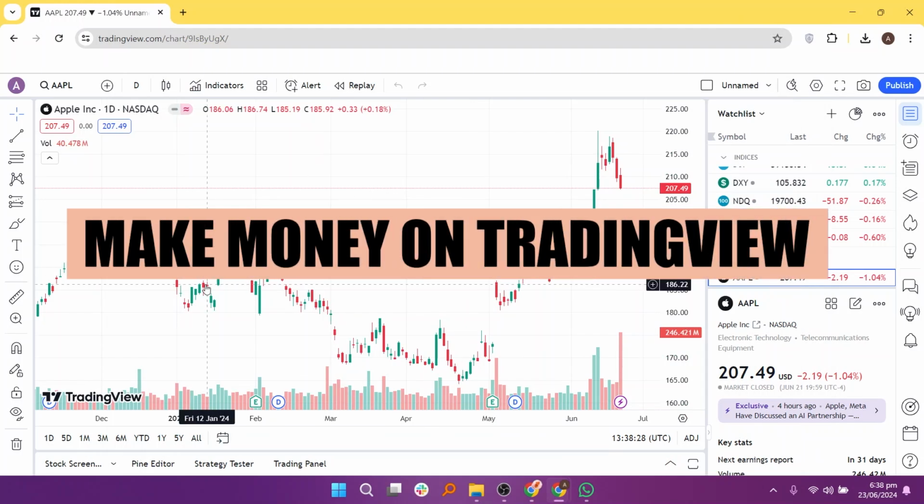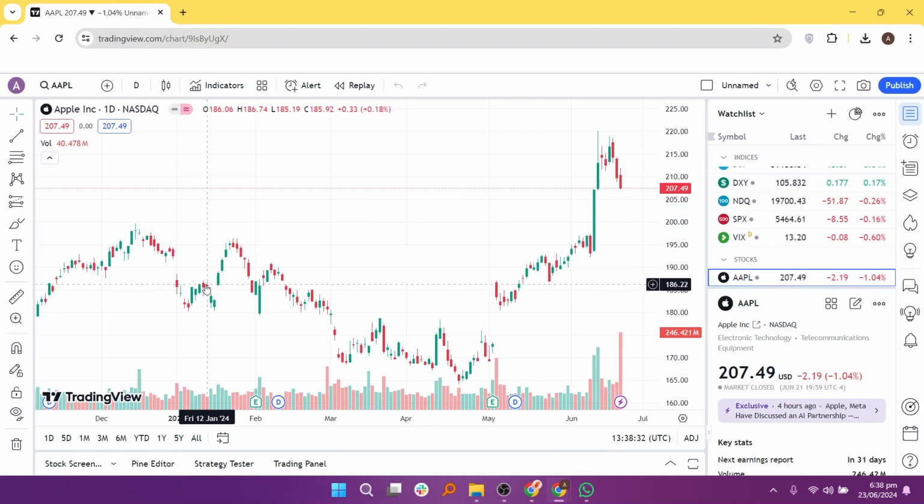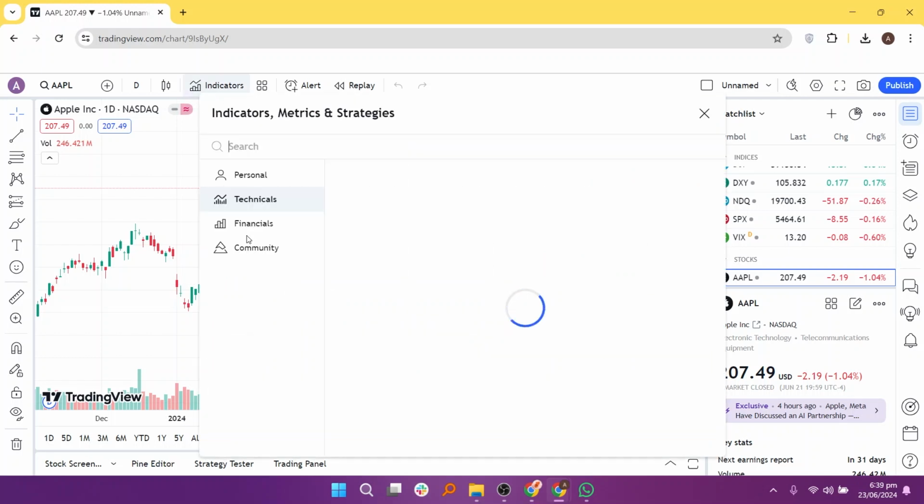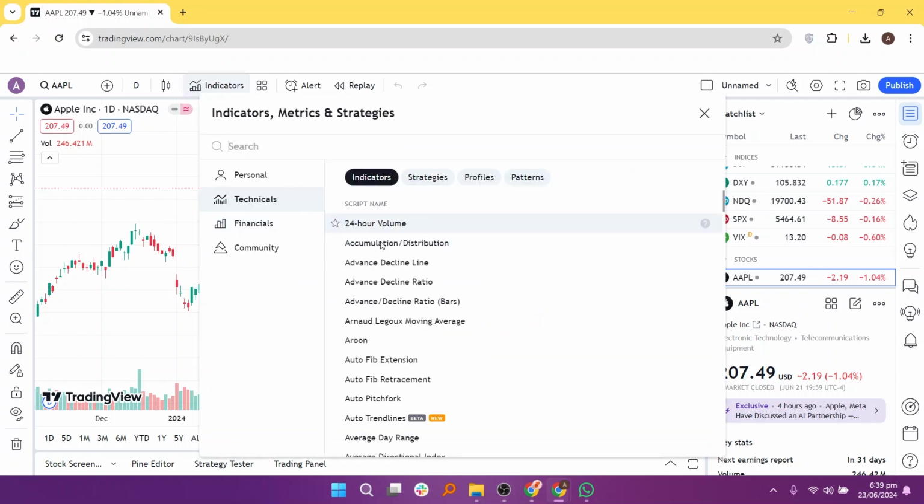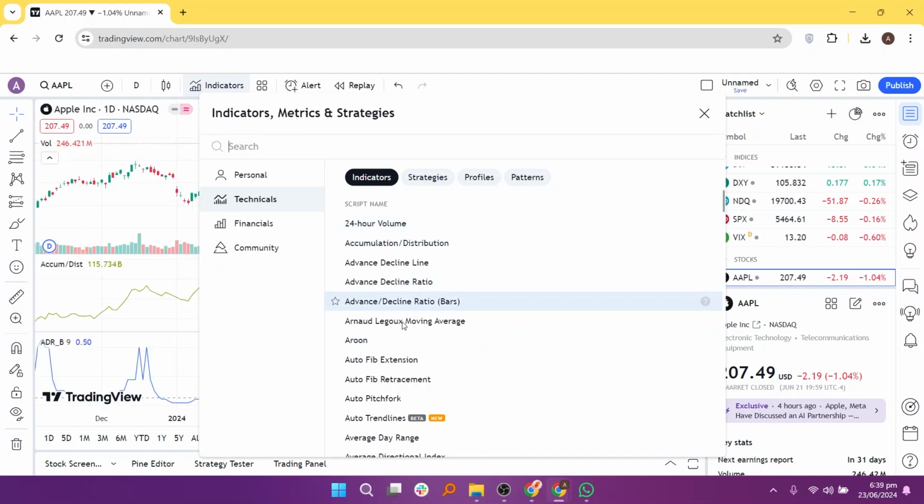How to make money on TradingView. I am going to show you how you can easily make money on TradingView. Go to tradingview.com and log into your account. Click on Indicators to access a wide range of technical indicators that can help analyze market trends and make informed decisions.